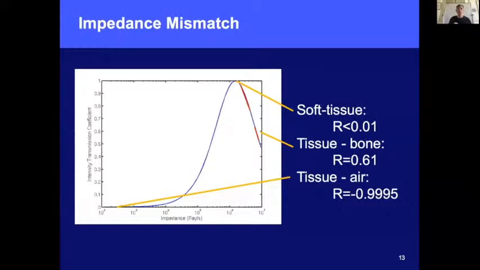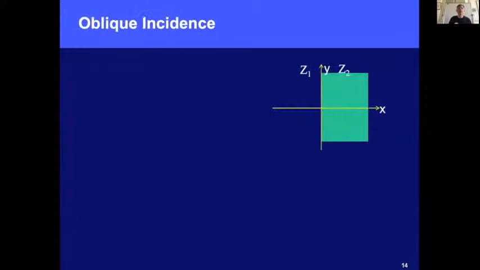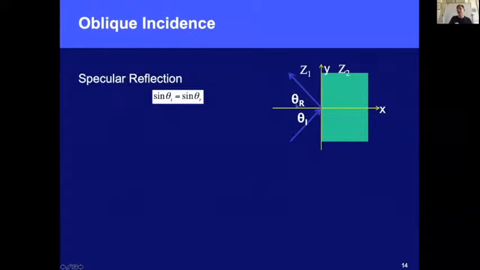If we go to oblique incidence, then again, you will probably have seen this in optics in high school physics. So if we have an incident wave now coming in at an angle theta I, where theta I is the angle between the ray coming in here and the normal to the surface, then when it hits that surface, it will be partially reflected, and the angle of the reflection here will obey specular reflection. So the sine of theta I and the sine of theta R must be equal, so that means theta I must equal theta R. So we get specular reflection.